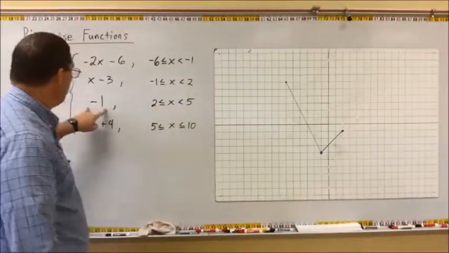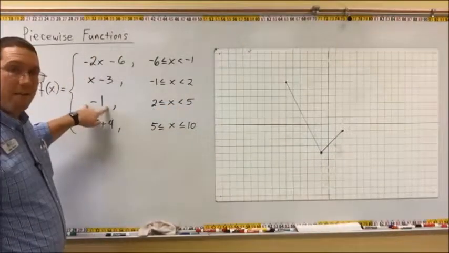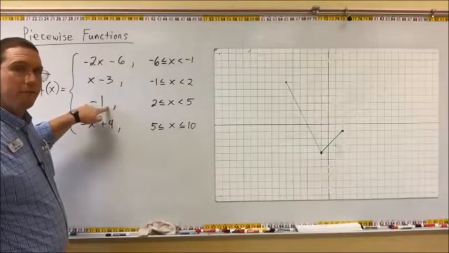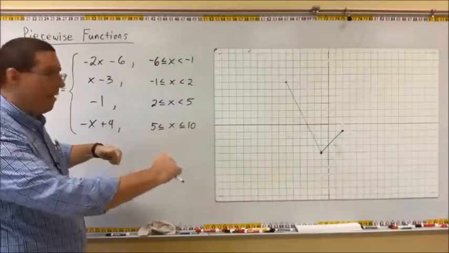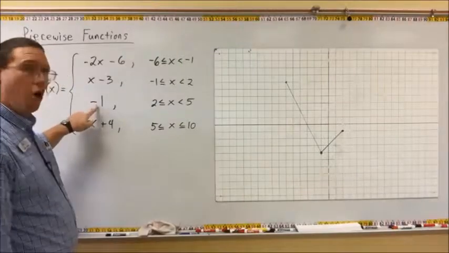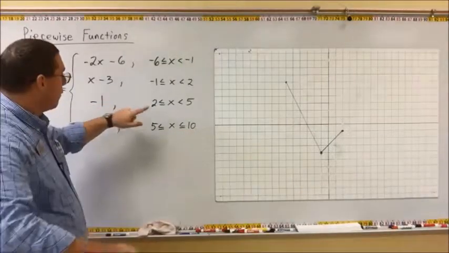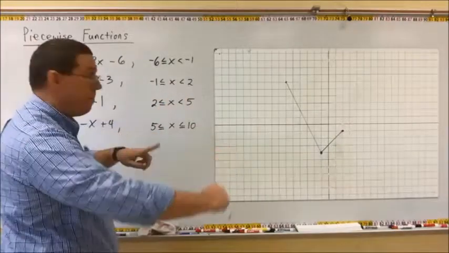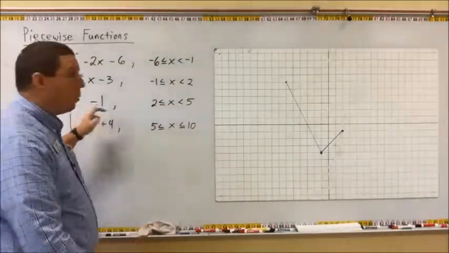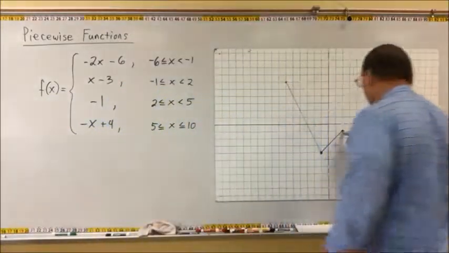Well, we can't really plug anything in, there's no x here. It's just -1. That makes it a constant function, which means it's flat at -1. So I'm going to draw a flat line sideways from x equals 2 up to 5, at the height of -1, which happens to be where this ended.